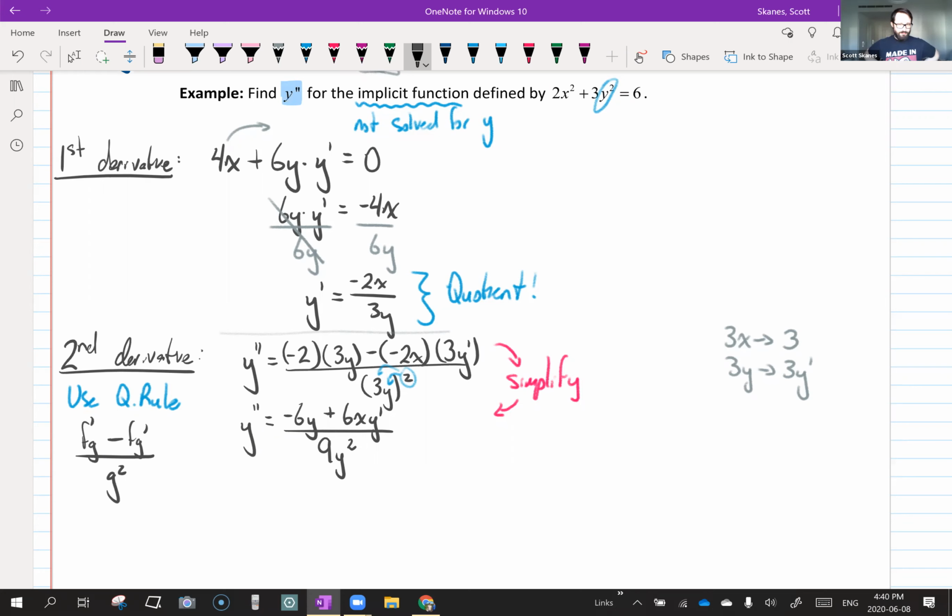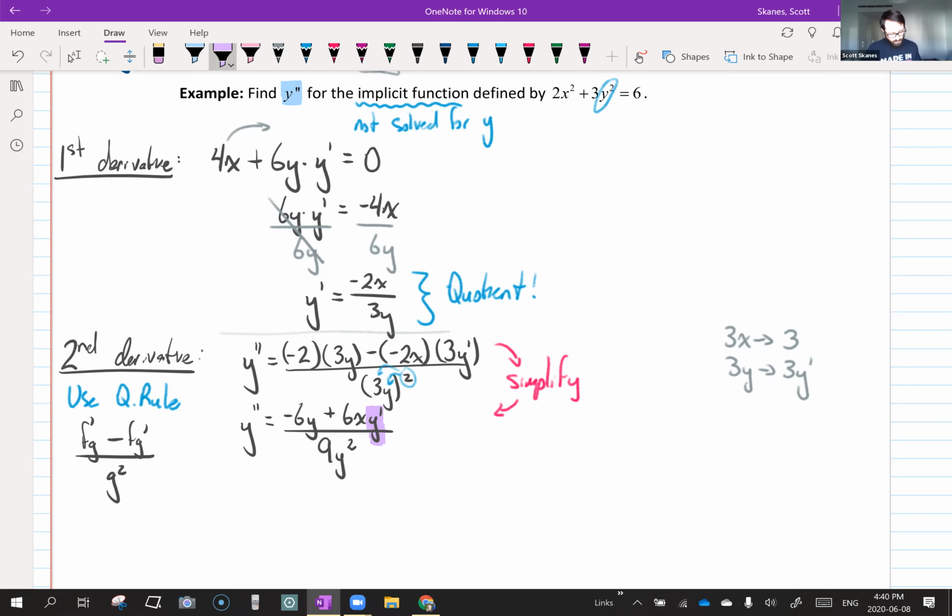Let me recap. Find y double prime. So we had our function, got the first derivative, and now we're on the second derivative, which is the whole point of the question. And I've gotten to a point where I'm not done. You might not even know that we have a problem. The problem is, there's a y prime in my expression. I need this in terms of x and y only. I can't have a y prime inside.